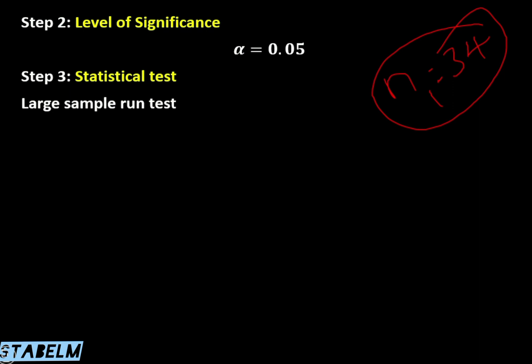So, all right, and this test is given as the standard normal Z equals R minus mu subscript R divided by sigma subscript R.